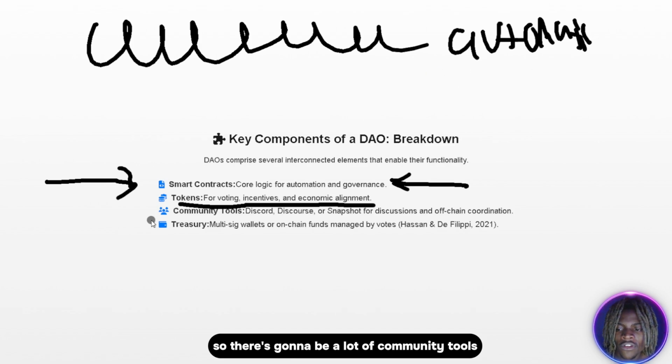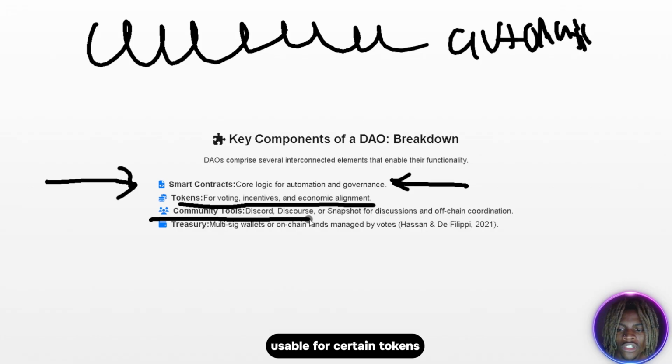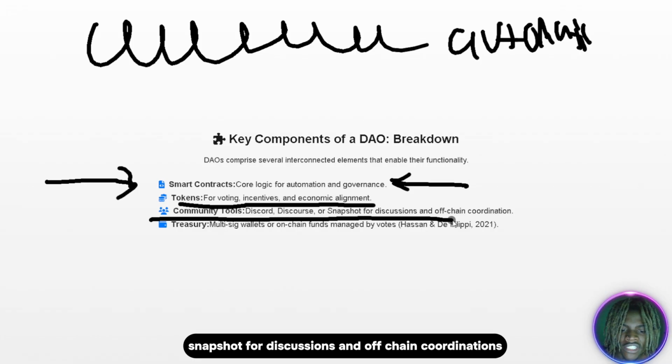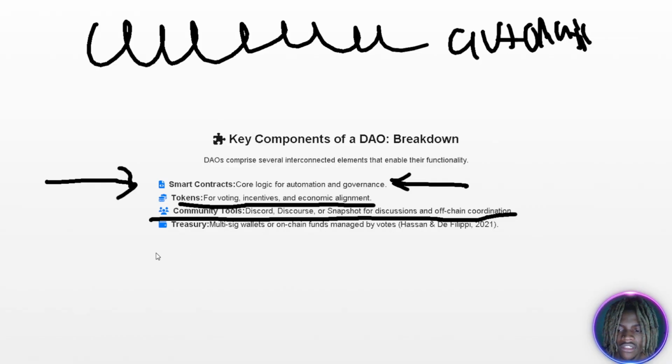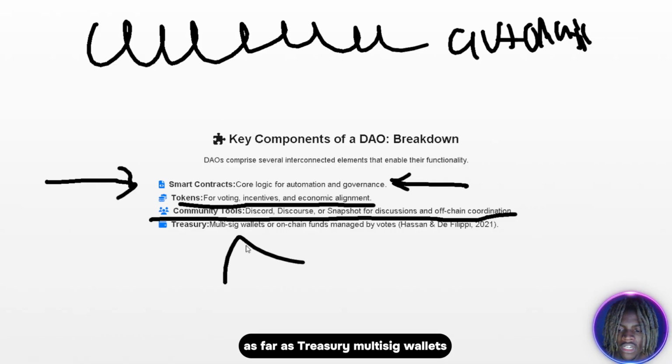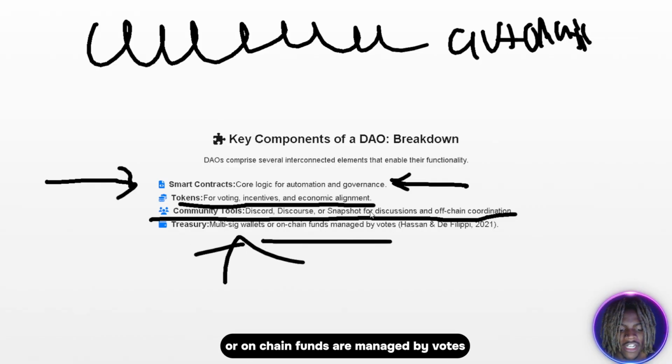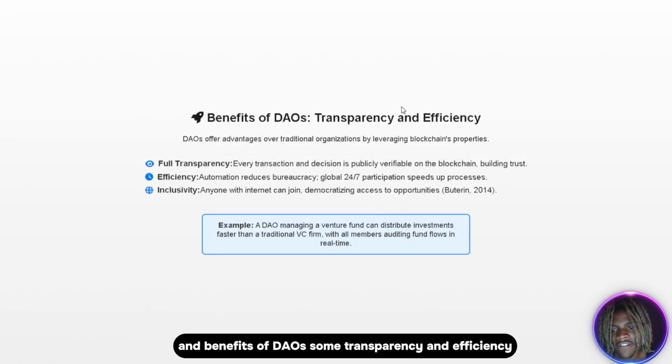So there's going to be a lot of community tools usable for certain tokens. People make Discords, Twitter pages, and Snapshot for discussions and off-chain coordination. As far as treasury, multi-sig wallets or on-chain funds are managed by votes. And the benefits of DAOs: transparency and efficiency.